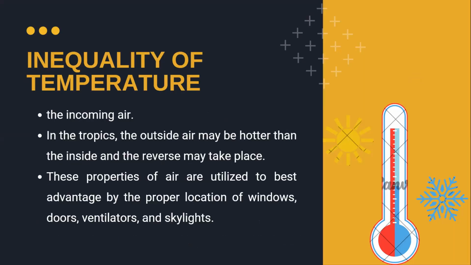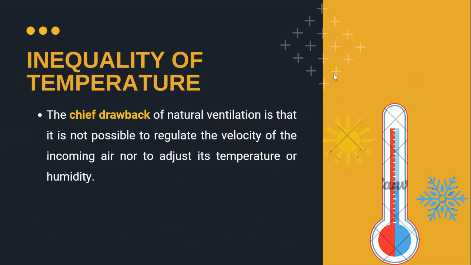In the tropics, the outside air may be hotter than the inside, and the reverse may take place. These properties of air are utilized to best advantage by the proper location of windows, doors, ventilators, and skylights. The chief drawback of natural ventilation is that it is not possible to regulate the velocity of the incoming air, nor to adjust its temperature or humidity.